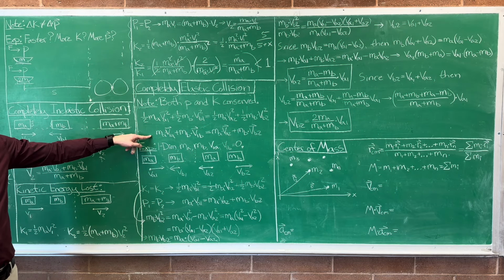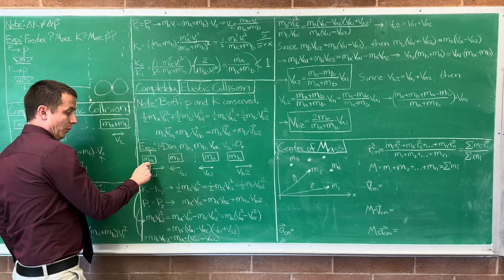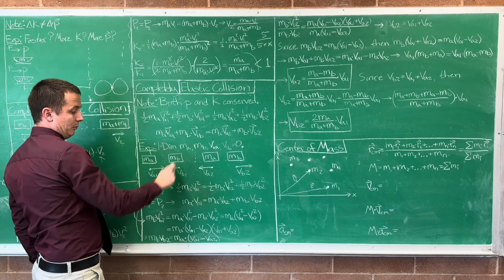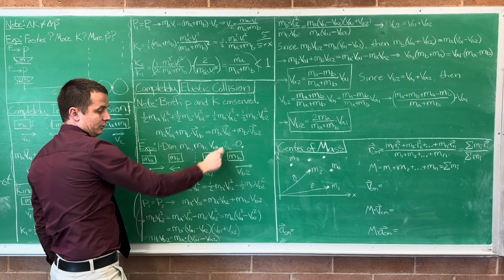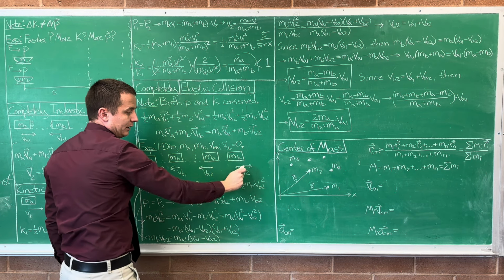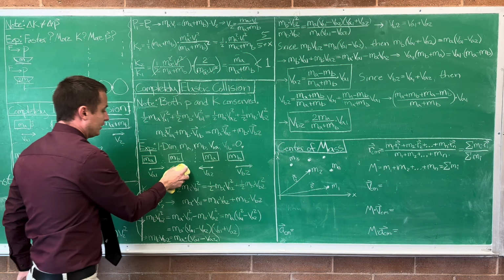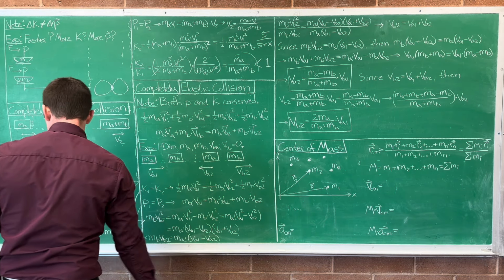For this one, the momentum of this object plus the momentum of this object has to be equal to the momentum over here plus the momentum over here. And so you'll oftentimes be given two equations with two unknowns to solve for in your homework problems. And these will be your two equations. Good?